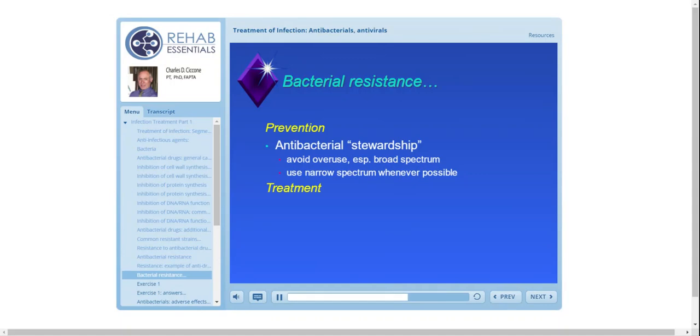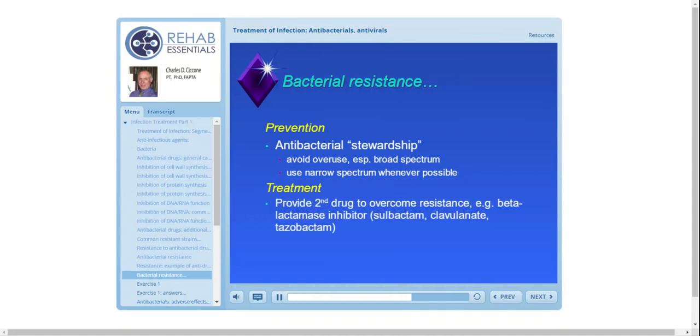Another issue is treatment. Can we give drugs along with the antibacterial drug to overcome the resistance? And that's true for some of these beta-lactamase inhibitors. What these drugs do is we can give them with the penicillin or other drugs like the cephalosporins if that bacteria has that little Pac-Man enzyme that's waiting to destroy the drug. So this is just one type of treatment, but there are other efforts being made to develop other treatments to overcome some of these other changes in the bacterial cell.